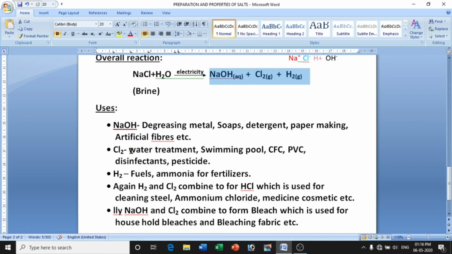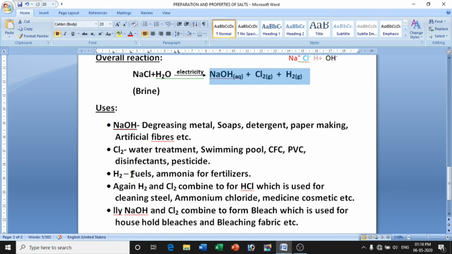Next we have chlorine. It is generally used for water treatment, such as in swimming pools. CFC means chlorofluorocarbon. Chloro means chlorine, and that is why chlorine is used in CFC also. And PVC, polyvinyl chloride, is the PVC wire you have seen, the black wire, very big in size as compared to normal wire. Okay, polyvinyl chloride.